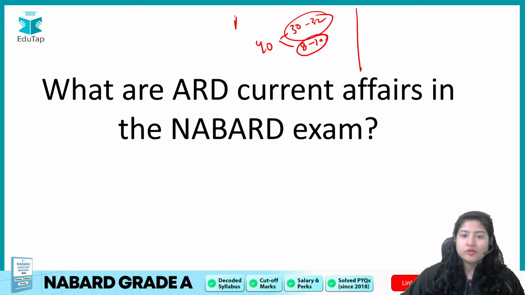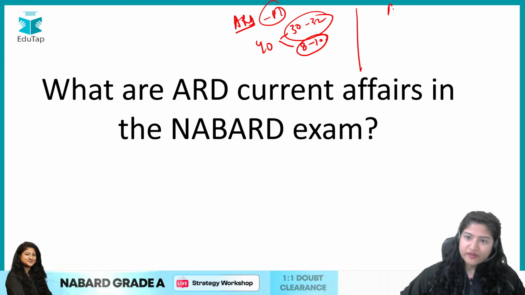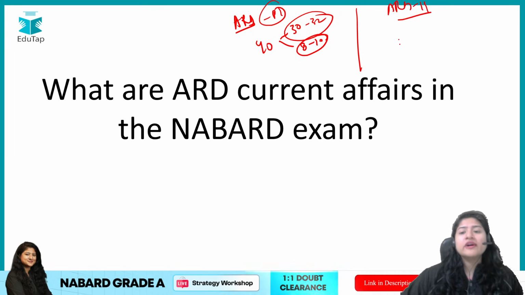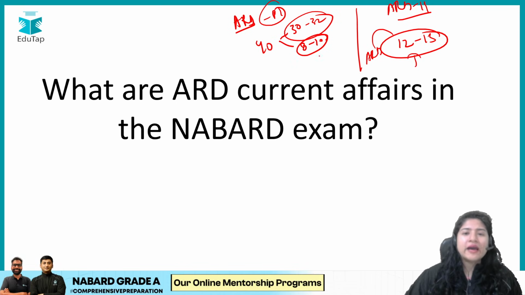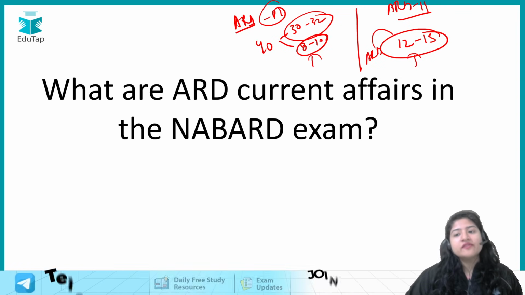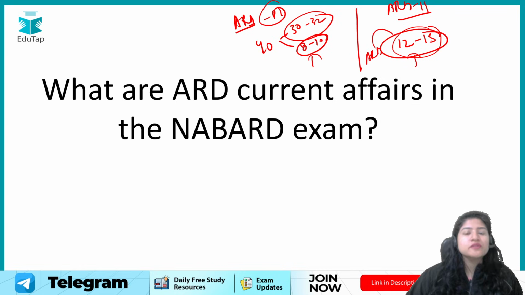We are talking about the ARD section. In ARD Phase 2, you would also find around 12 to 13 questions from ARD current affairs only. In Phase 1 the weightage is lower, but it is still there, and in Phase 2 we have a decent enough weightage of ARD current affairs.